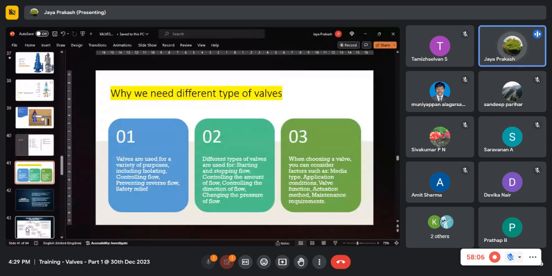And maintenance requirement also. If a valve needs frequent maintenance, that is not advisable, so that also should be taken into account. That's why we have different types of valves to choose from.